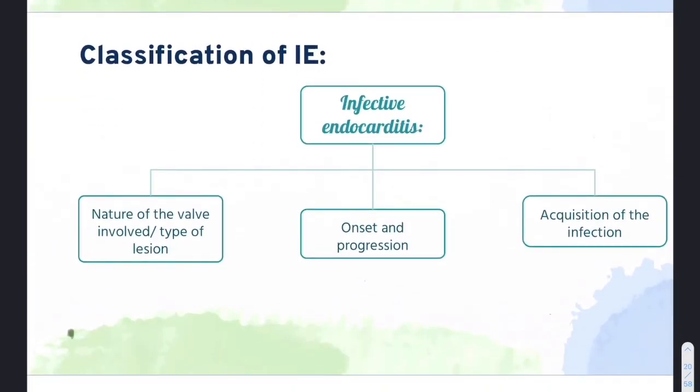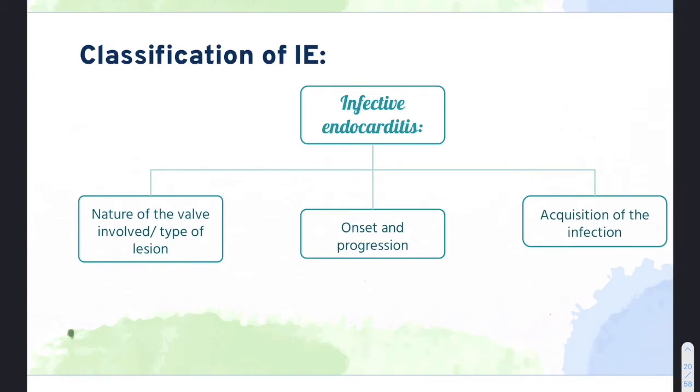And then there is the classification of infective endocarditis. Depending on the nature of the valve, there is native valve, congenital, or prosthetic. If the valve is prosthetic, it could be early or late. If the presentation is within 1 year after the prosthetic valve or after the surgery, it's early prosthetic valve endocarditis. If it's after 1 year, it's late prosthetic valve endocarditis.